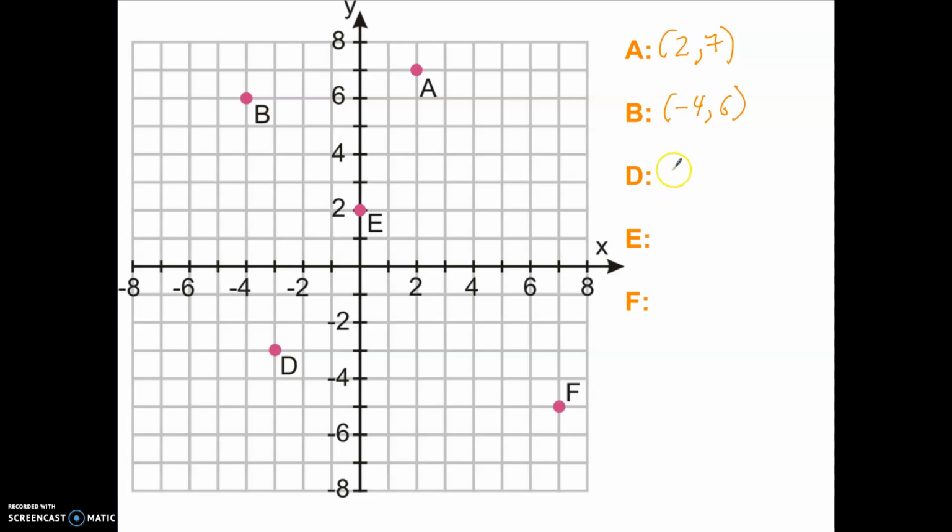See if you could try the next 3 on your own. Alright, so for point D, we should get (-3, -3), and then for point E we should get (0, 2), and then for point F we should get (7, -5).